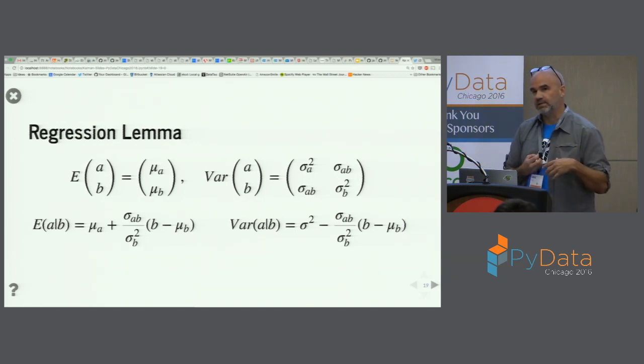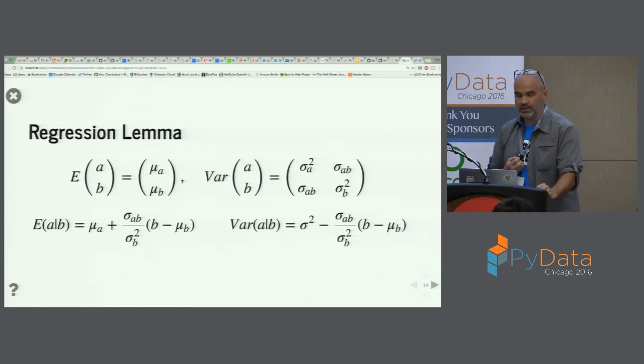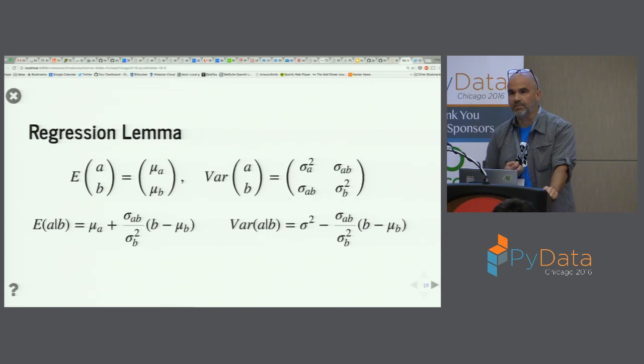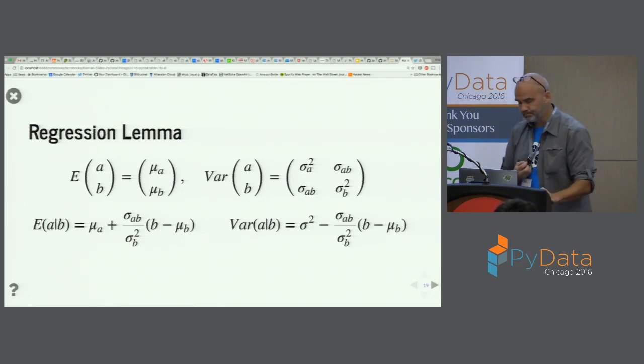So there's many ways to explain this idea. This is the one that Durbin and Koopman use, and I like. It seems to make sense to me. This is a simple mathematical lemma that has to do with basically linear regression. So this applies to least squares regression. You've got these two variables, A and B, which are jointly distributed by a bivariate normal distribution. And this lemma says that the distribution of A given B and the variance of A given B correspond to these two equations on the bottom.